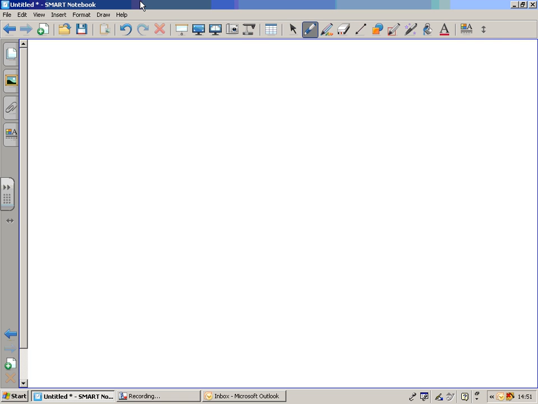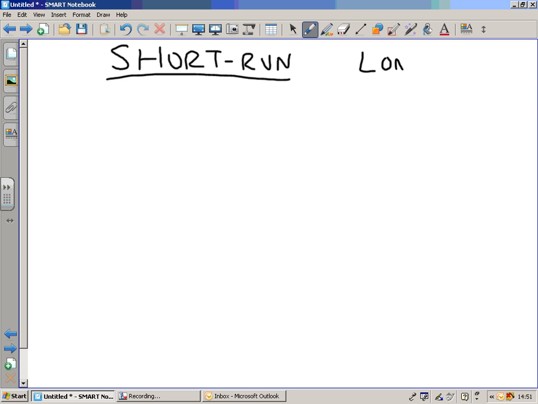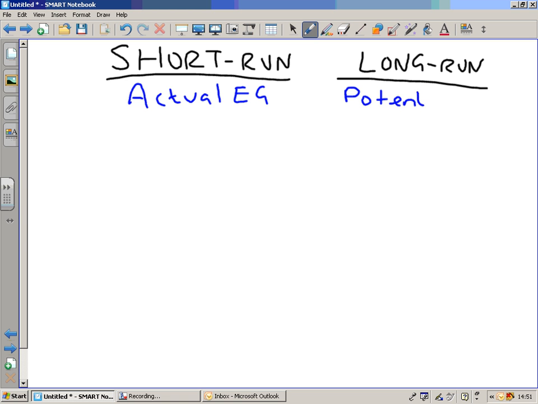Let's think now about economic growth. Now what we can do is graph economic growth in the short run, and we can graph it in the long run. In the short run, we call it actual economic growth, whereas in the long run, it is known as potential economic growth. Now let's think about what these two different things mean.